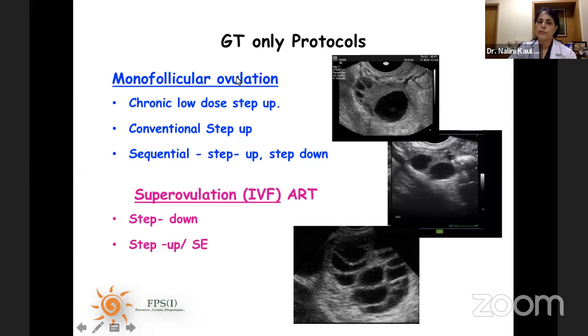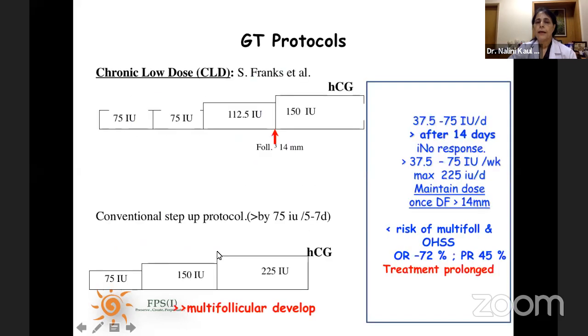Now, when we look at the gonadotrophin-only protocols, you're looking at monofollicular ovulation. That's what you're aiming for. So the protocols here are the chronic low dose step up, the conventional step up, and the sequential step up, step down. And for superovulation, you can use step down or step up protocols. Now, the chronic low dose protocol is where the first increase in dosage will happen after 14 days. Till 14 days, you give 37.5 or 75 and don't increase the dose.